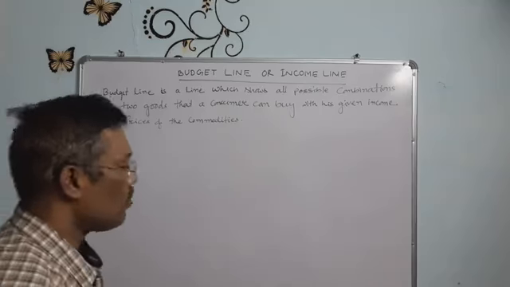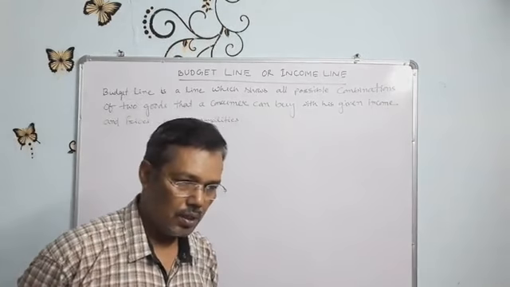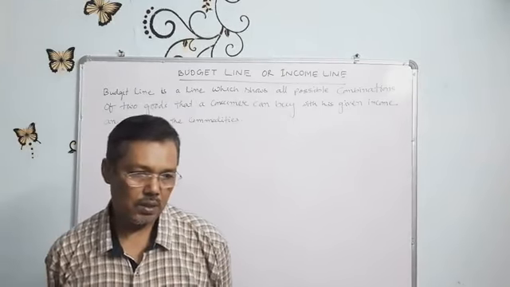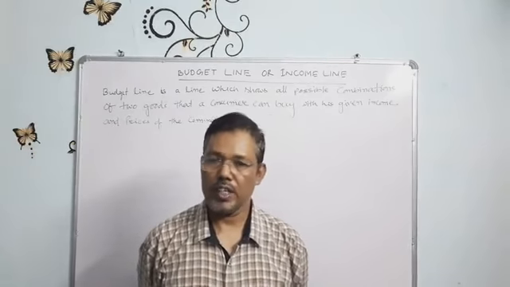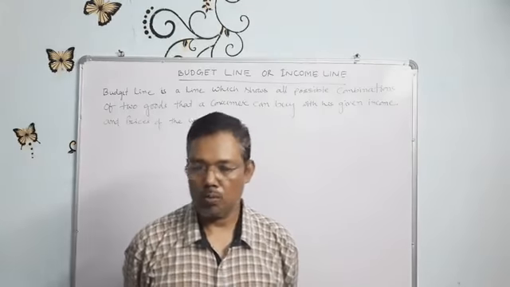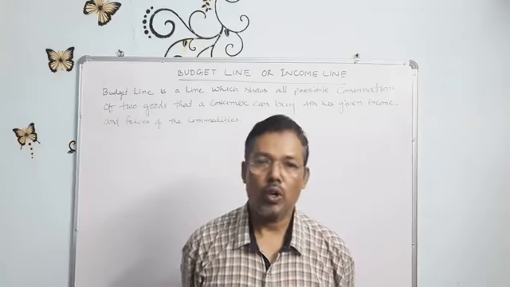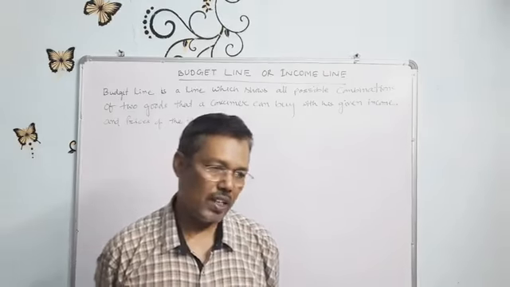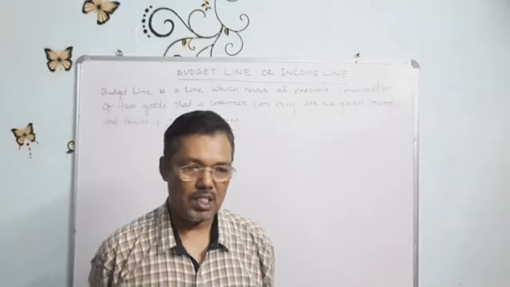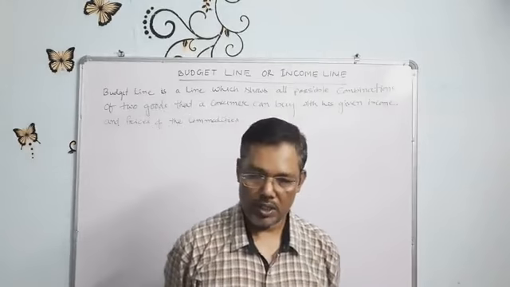Today's topic is what the budget line is, which is also called the income line. Whenever you have some money, you have to spend it on different goods or commodities as per the price of the commodities. You will spend whatever money or income you have, so your purchasing power depends on the price of the goods.